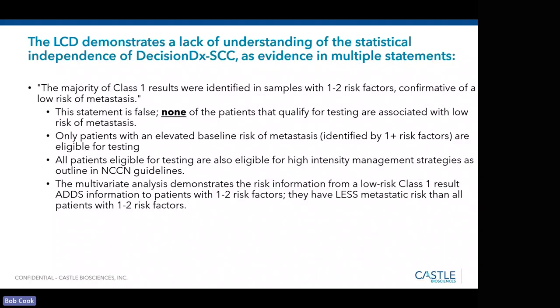The multivariate analysis demonstrates that the risk information from a low risk class one result actually adds information to patients with one to two risk factors. And importantly, all of those patients who are eligible for testing are eligible for high intensity management strategies as outlined in the NCCN guidelines.